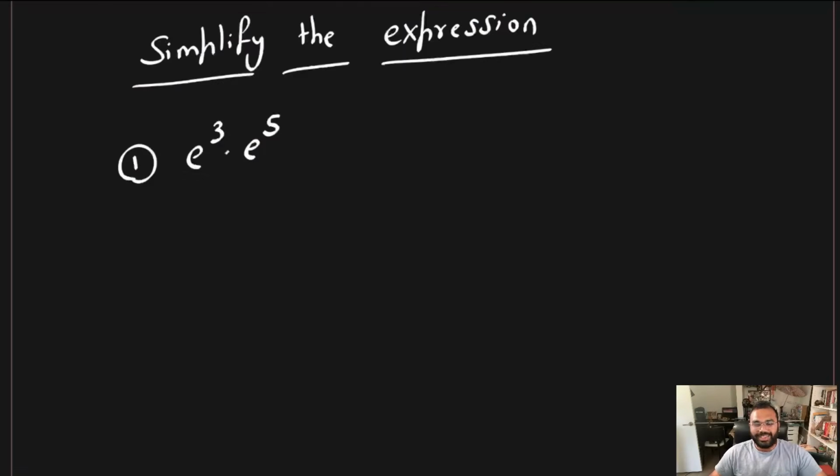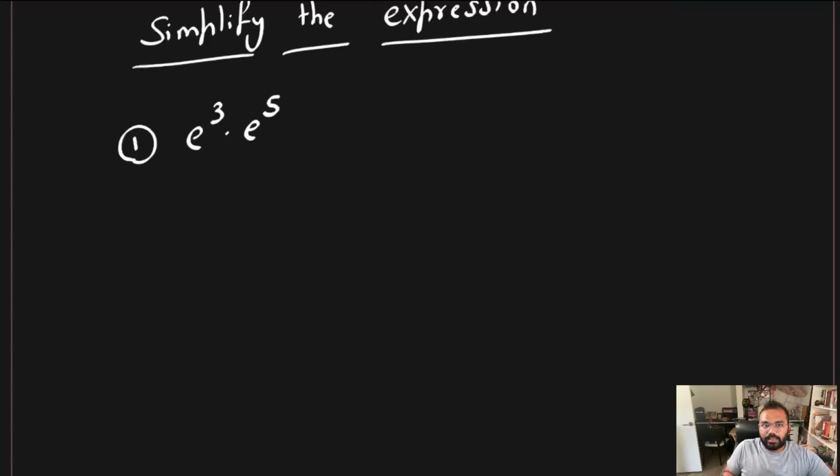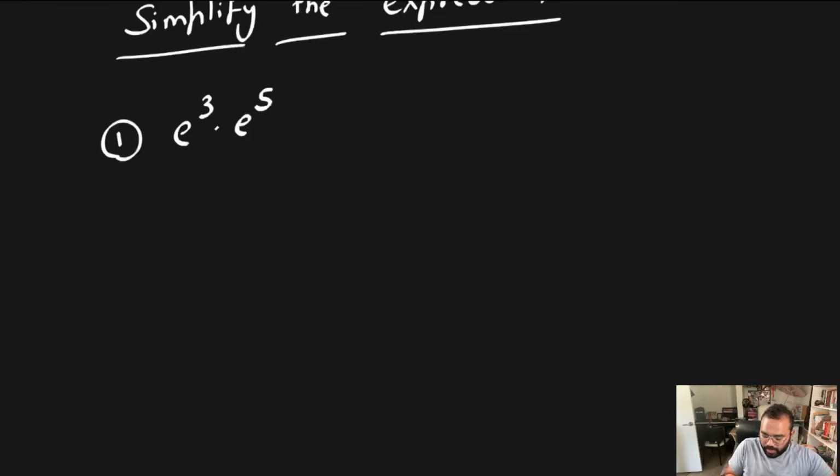Simplify the expression e to the power of 3 times e to the power of 5. Now if you see, the bases are equal for both e cube and e to the power of 5. The base is e. So when the bases are the same, we add the exponents, right? So we go e to the power of 3 plus 5. So e to the power of 8 will be your answer for this question.